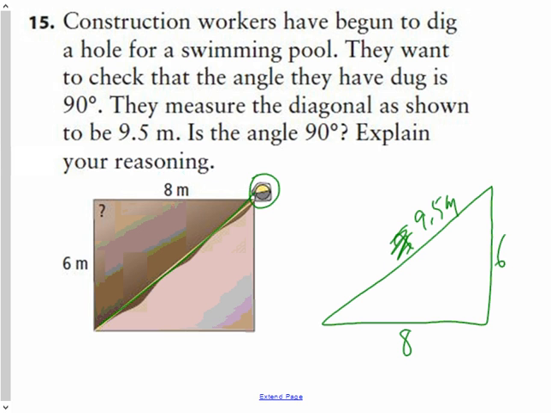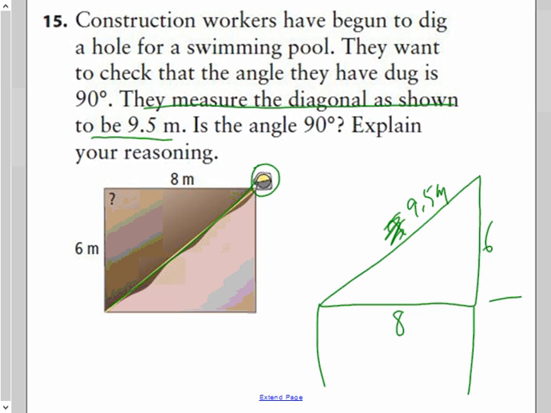That's what he measured. So I'm going to take that 9.5 because it says they measure the diagonal as shown to be 9.5 meters. Most people can't read that, so they were like, I don't know what it is. But now that we know that, we can place our squares on here. That's 64 meters squared. That square would be attached to that imaginary square. This would be 36. And 64 plus 36 is a nice, lovely 100.